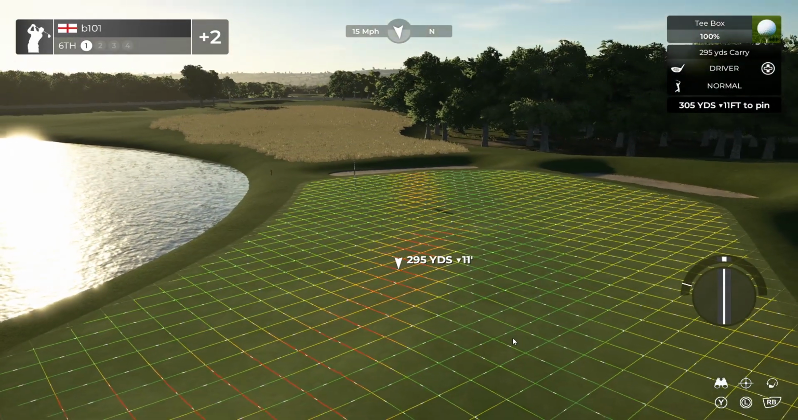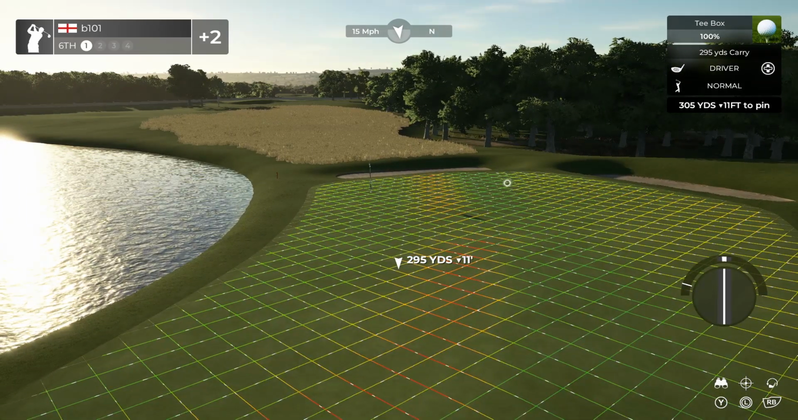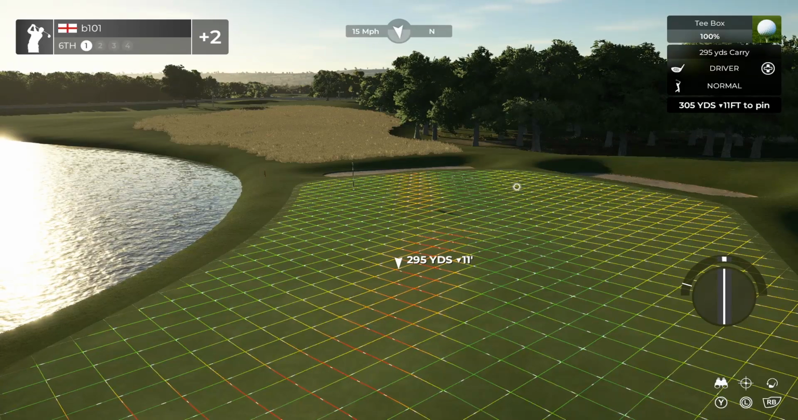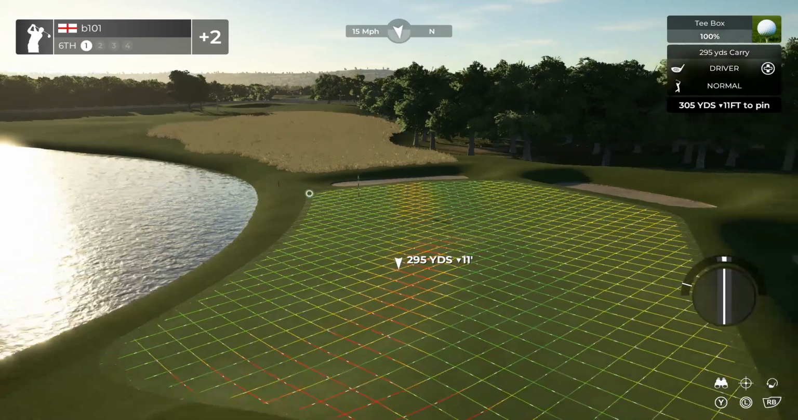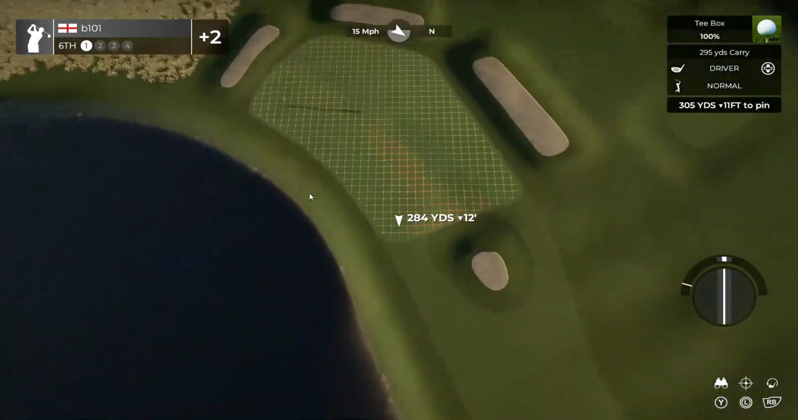What I think makes this one work just so well is this spine and where the pins are. Because if you're finding yourself up here, even driving the green, that's not a guarantee of a birdie because you can easily run the ball off the front, putting down. Speaking from experience.